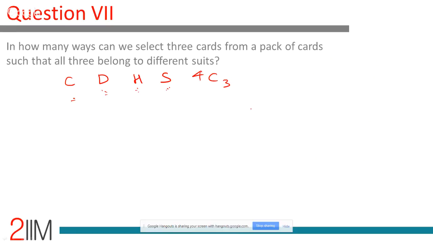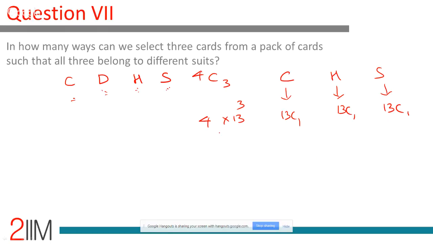4C3. Now assume we've selected one. Out of this 4C3, we're saying our cards are from club, hearts, and spade. We've got 1 card from club, 1 from heart, 1 from spade. 1 from club is 13C1, 1 from heart, 13C1, 1 from spade, 13C1. So this is 4C3, which is 4 times 13 cubed. Done. So, reading the question and writing down the answer.